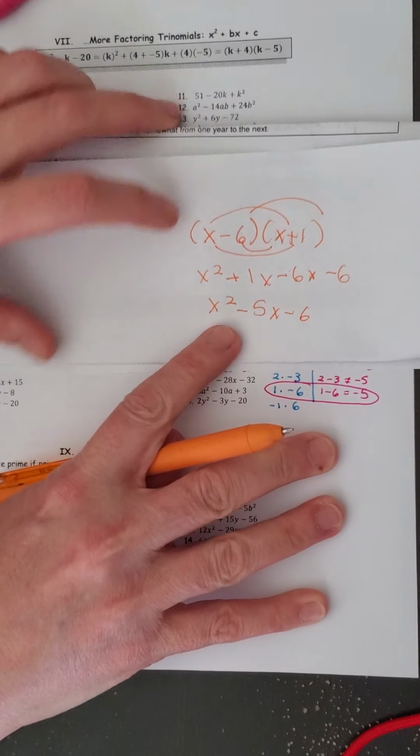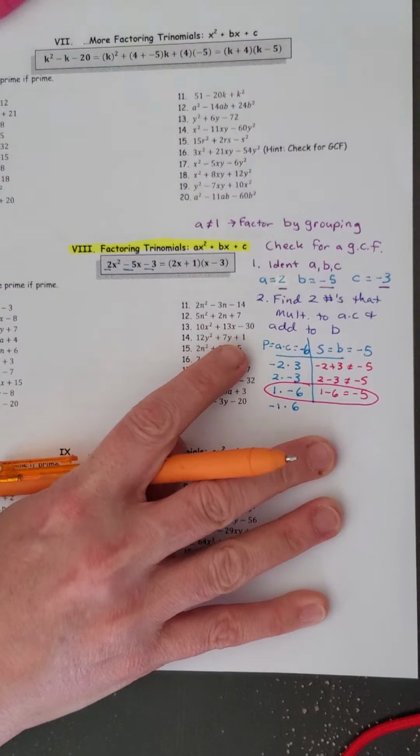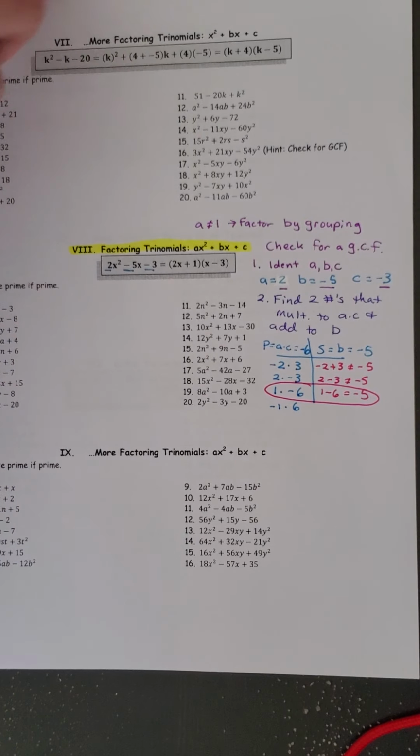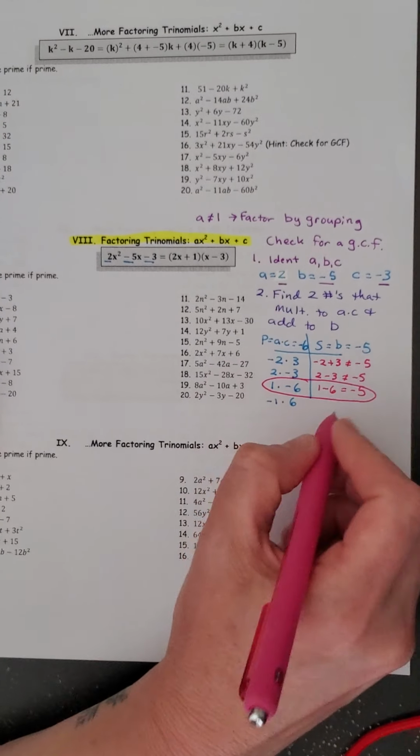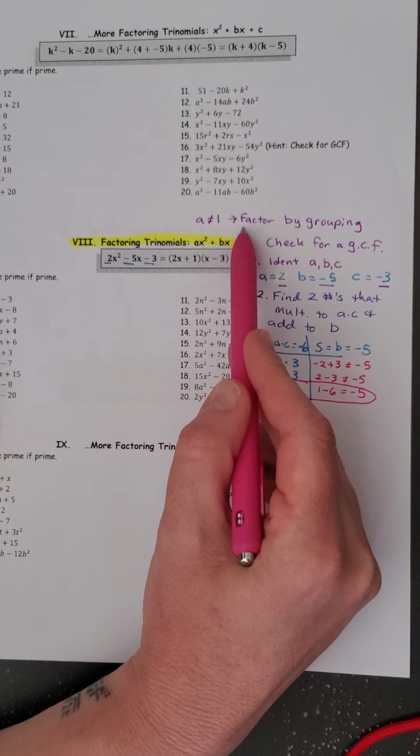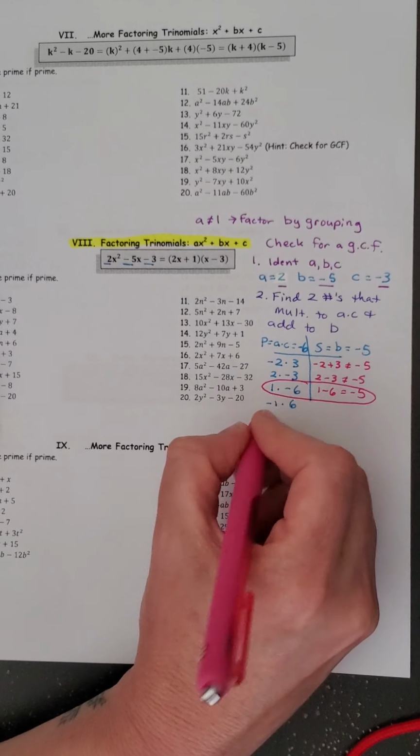Let's look at our original. Is this what we had? No, it is not. So that is an error. So you need to stop making that error and listen up. Because A was not 1, we have some different steps.